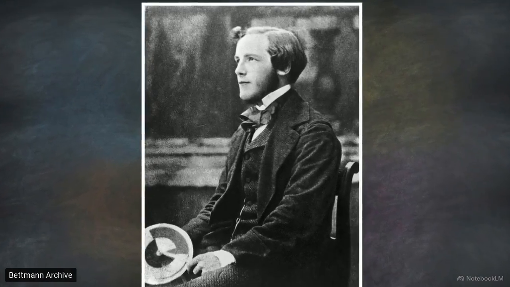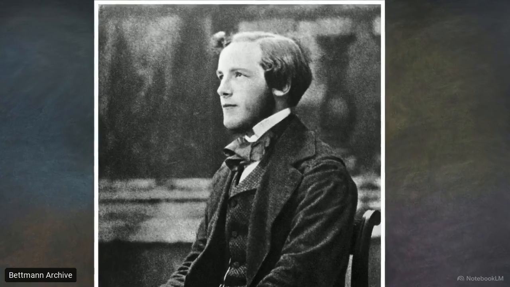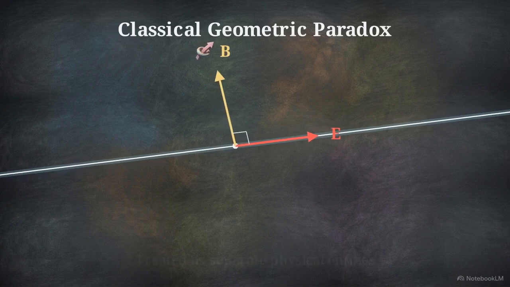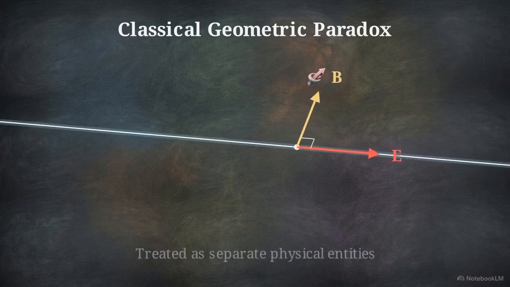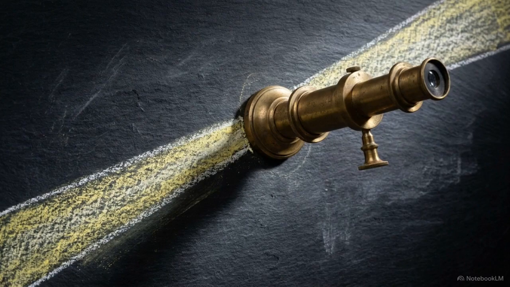James Clerk Maxwell's equations for electromagnetism rely on a rigid geometric separation. In classical theory, the electric field acts as a tangent vector, while the magnetic field acts as a surface normal. They appear in the same equations, yet are described as separate physical entities. In the realm of optics, we find Malus's law.